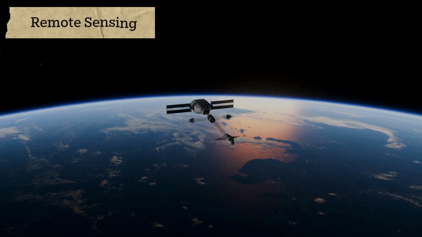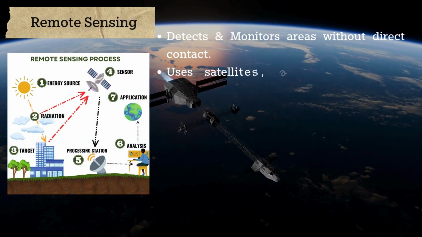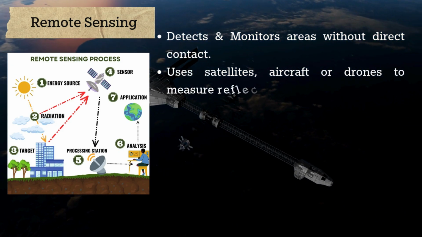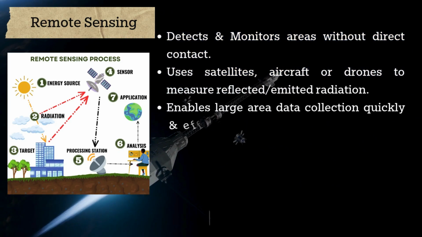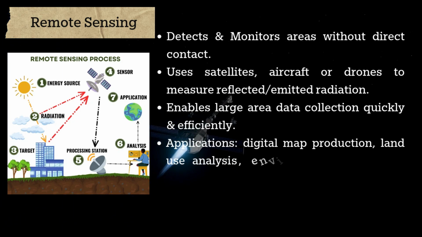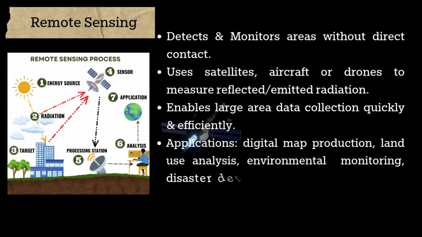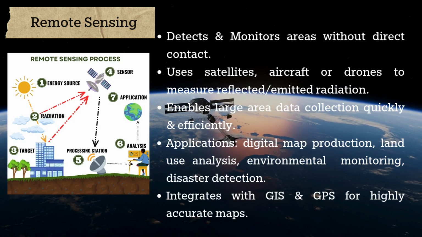Remote sensing has been used since the 1970s to study Earth's surface without direct contact. Satellites, aircraft, or drones measure reflected or emitted radiation, allowing us to collect data from large areas quickly. This technology helps monitor land use, the environment, and natural resources, especially when combined with GIS and GPS, producing precise and interactive maps for analysis.